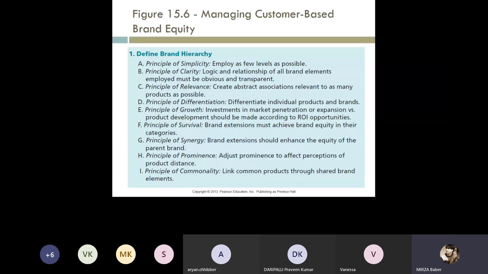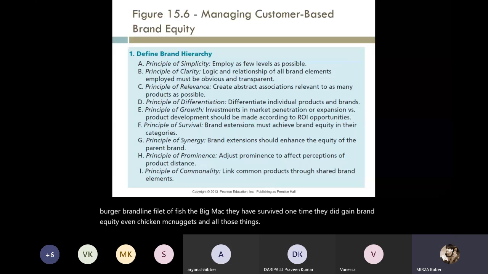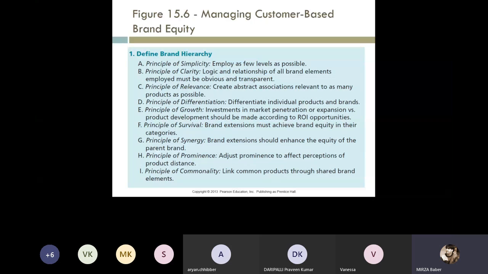Principle of synergy. Brand extension should enhance the equity of the parent brand, meaning the MacBook division, the iPod, the iPhone division, the tablet division, the computing division, the Apple services division of iTunes and Apple TV. They all supply a synergistic value to the Apple brand altogether.